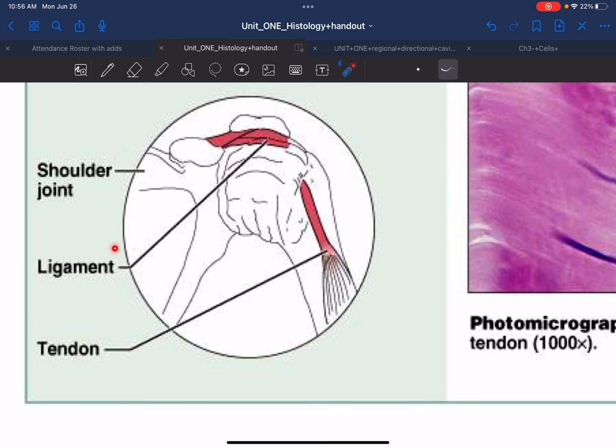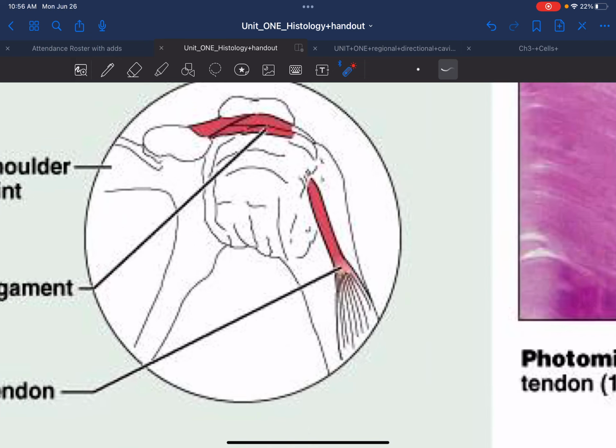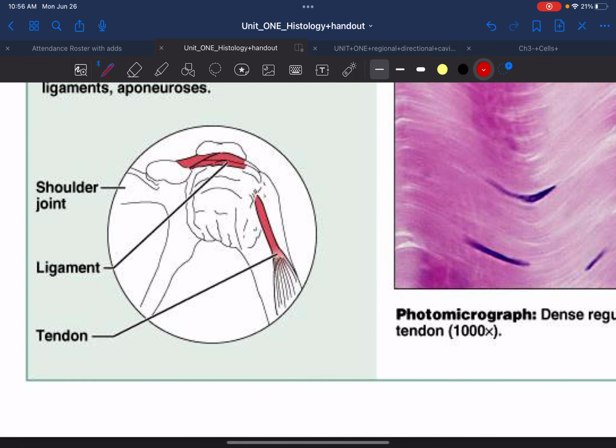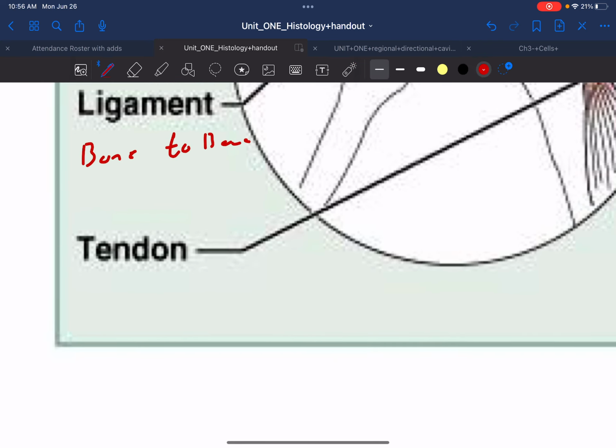Now, what is the difference between a ligament and a tendon? A ligament holds bone to bone, and the other one, our other tissue, holds our muscles to our bone, holds muscle to bone.